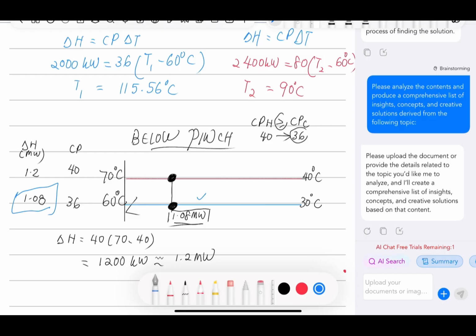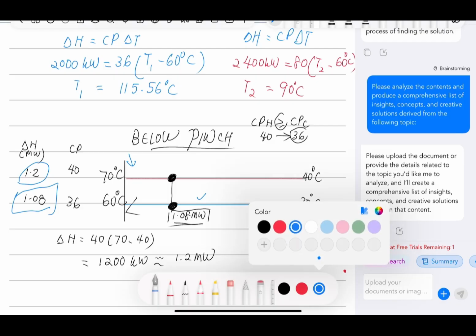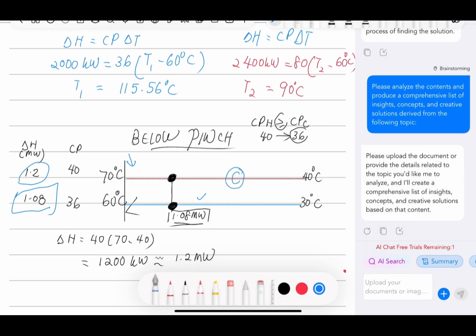So only this stream still hasn't achieved 1.2. So 1.2 minus 1.08, you get 0.12. So we're going to add a cooler here, cooler with a duty of 0.12 megawatt, to satisfy the cooling requirement for this stream, with delta H of 1.2. So 1.08 plus 0.12, you get 1.2 megawatt.